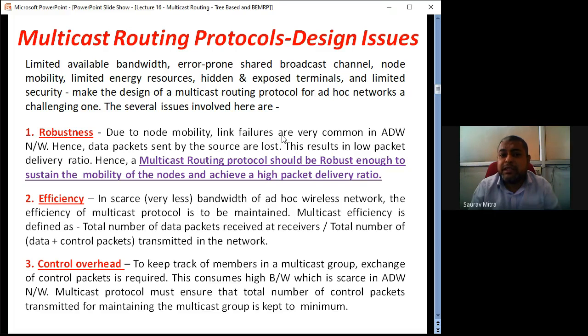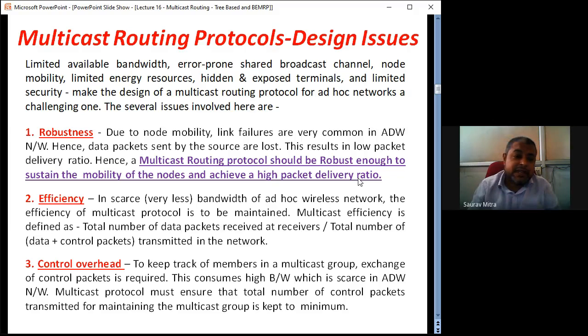So whenever we are designing multicast routing, we have to ensure robustness. Due to node mobility, link failures are very common in ad hoc wireless networks. Whenever there is a link failure, data packets sent from one source to another destination are lost. This results in low packet delivery ratio. Multicast routing we have to design in such a way that it should be very robust to sustain mobility of the nodes and achieve a high packet delivery ratio.